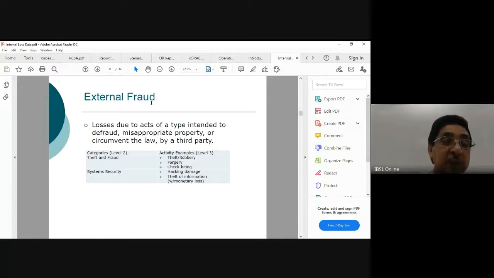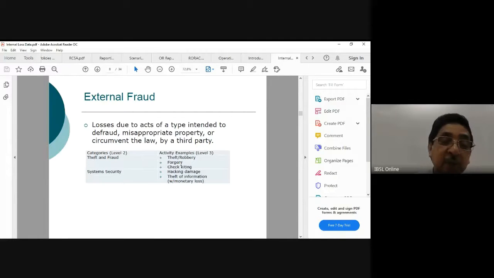Now, when you say external fraud, that is the level 1 loss event. When you say level 2, external fraud also has the same categories, theft and fraud and system security. These are the two second level categories under external fraud. And these are examples. You can have so many other things which can come under level 3.